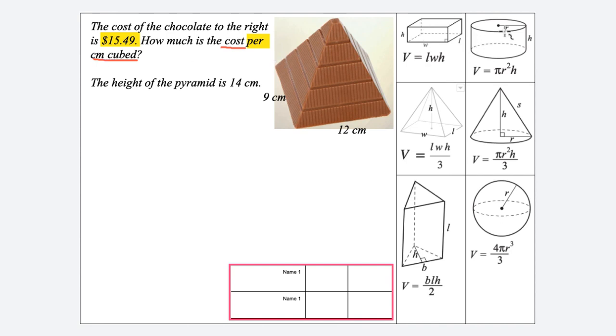So I go over here and I look at all my different formulas. There's a rectangular prism, a cylinder, a cone. Look at that. There is the pyramid: length times width times height over 3.